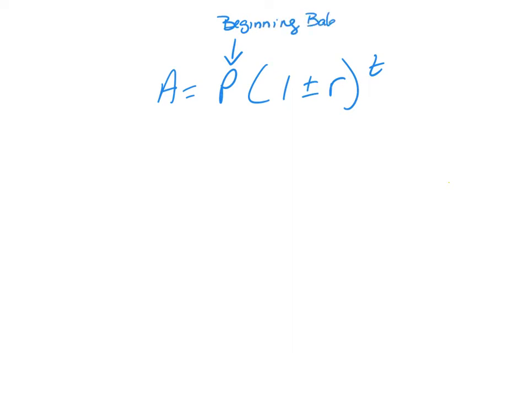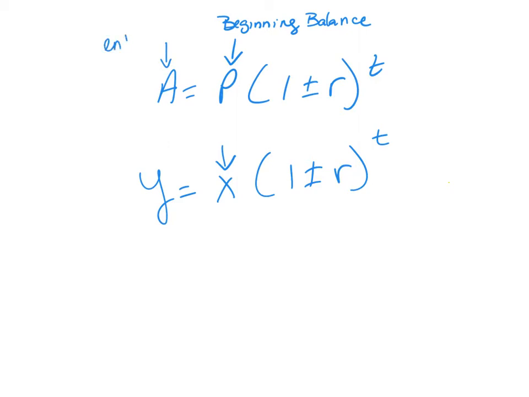If we have the formula that's on your sheet, A equals P, 1 plus or minus r to the t, the guy right before the parentheses is the beginning balance. So if I have y equals x, 1 plus or minus r to the t, that's your beginning balance, the guy in front of it. It doesn't matter what letter they use. I do have some worksheets where they use different letters, okay? It's position. The guy all by itself on the other side of the equation is the ending balance.